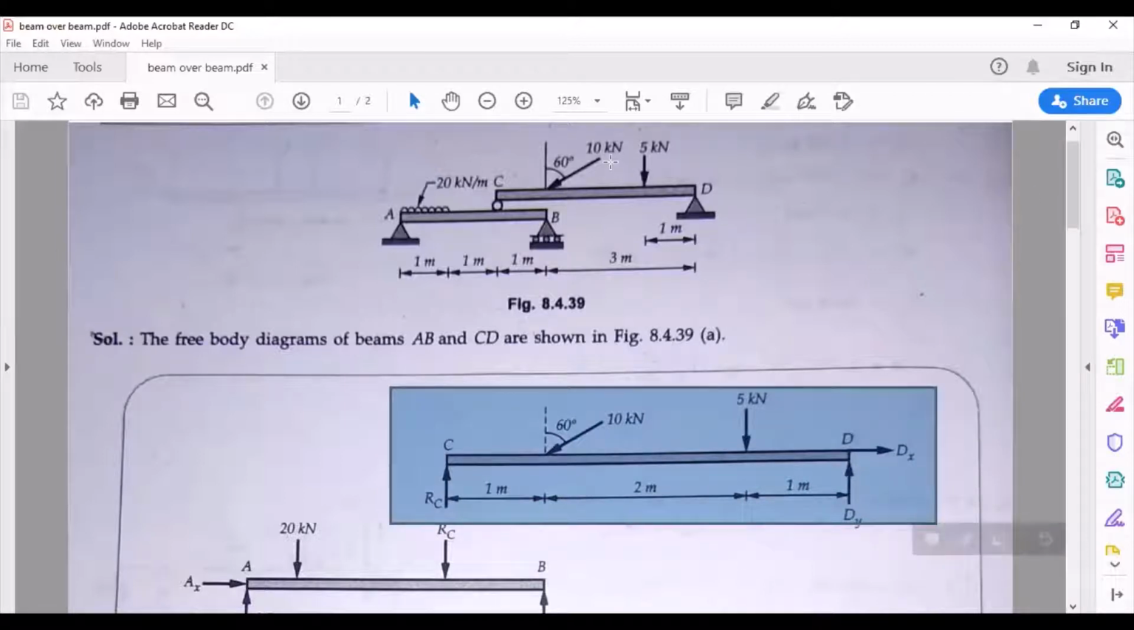You have an inclined load of 10 kilonewton, which is inclined at an angle of 60 degrees with the vertical, which is shown here. You're supposed to resolve it later. Next, you have a 5 kilonewton load which is acting downwards. The same is shown there.